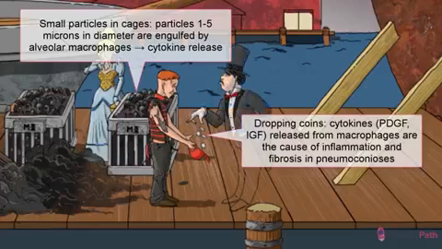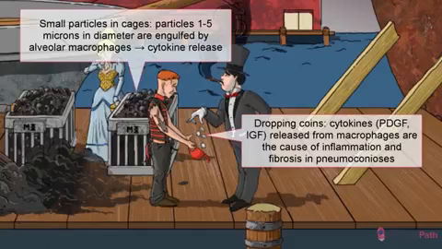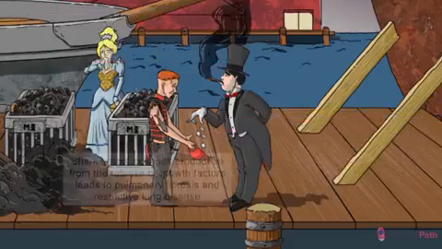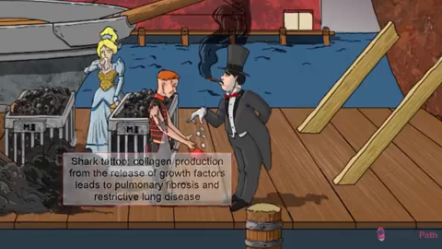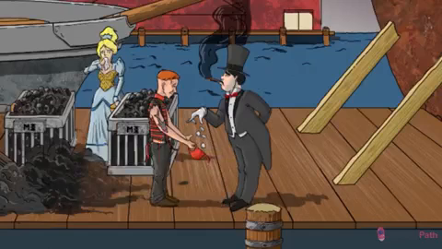That means releasing cytokines, which, in this scene, means dropping some cytocoins. Cytokines, such as platelet-derived growth factor and insulin-like growth factor, play a major role in stimulating fibroblast proliferation and local collagen deposition. Gah! Collagen in your lungs? Ew. No. That shark tattoo is a recurring Sketchy symbol for cartilage. And when activated, lung fibroblasts go crazy laying down the cartilage. You eventually end up with lung fibrosis causing restrictive lung disease.